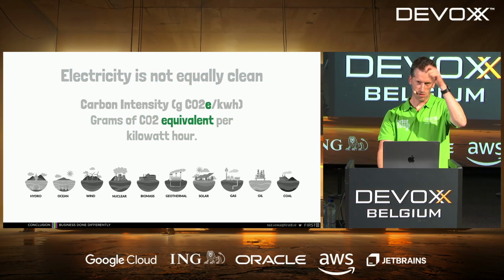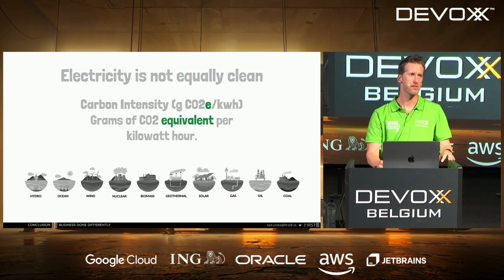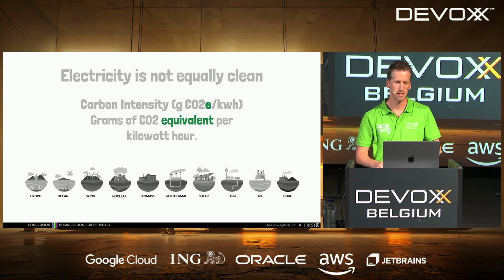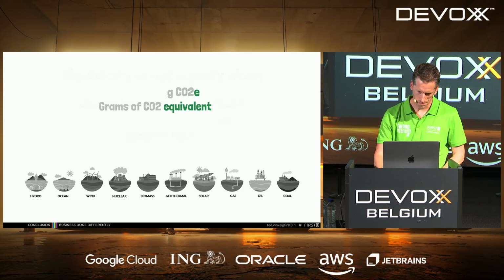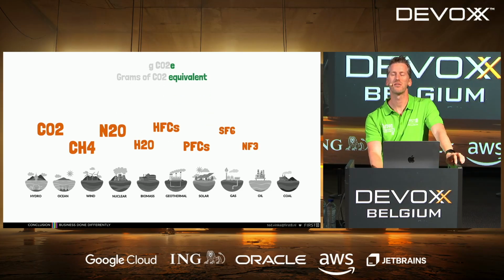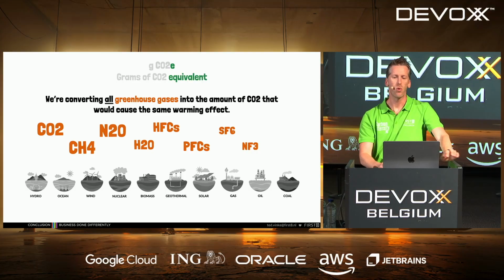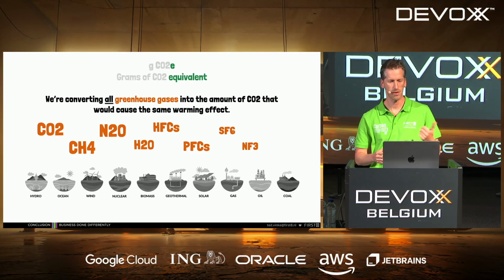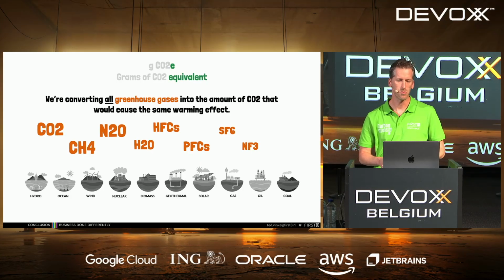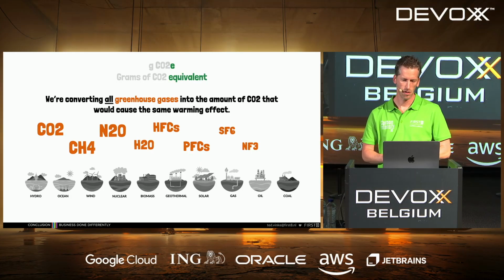So there's this little E in between. Most of us are not really accustomed to it. It's the equivalent part. But what's it doing up there in the unit? Well, there are more greenhouse gases than just carbon dioxide. The carbon dioxide equivalent means we're not only counting CO2, we're converting all greenhouse gases like methane, nitrous oxide into the amount of CO2 that would cause the same effect to global warming.